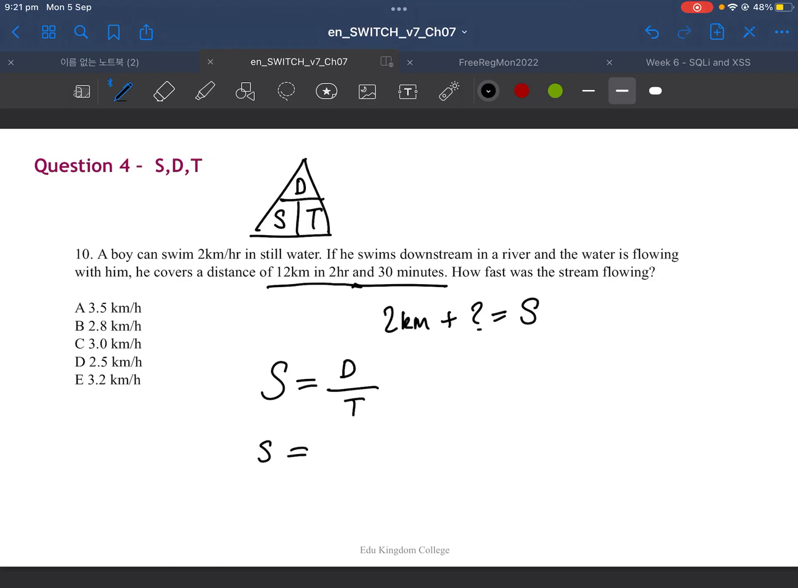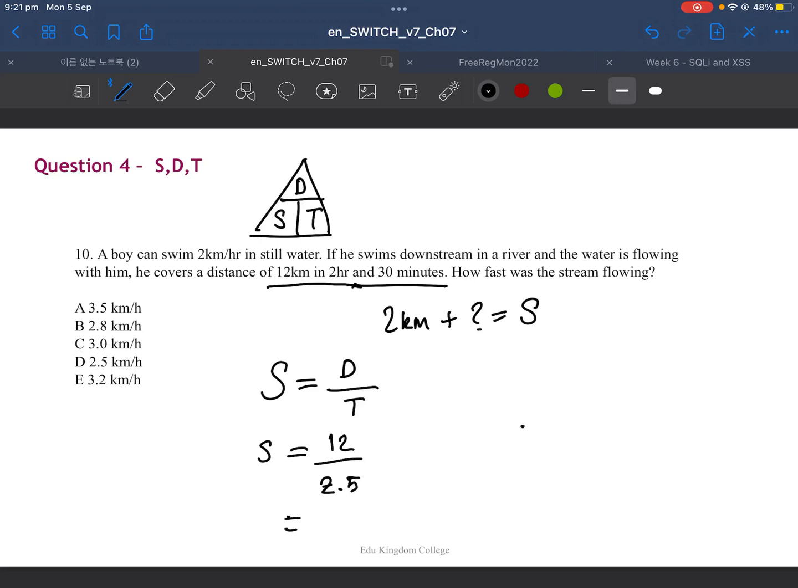is equal to, what's the distance? 12 kilometers over how many hours? 2.5 hours. I'm going to convert it to a decimal here because it doesn't make sense to say 2 hours and 30 minutes when 12 is in kilometers. So we're trying to find the speed in terms of kilometers per hour.